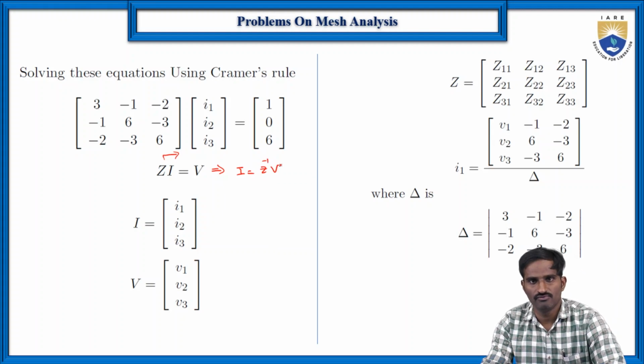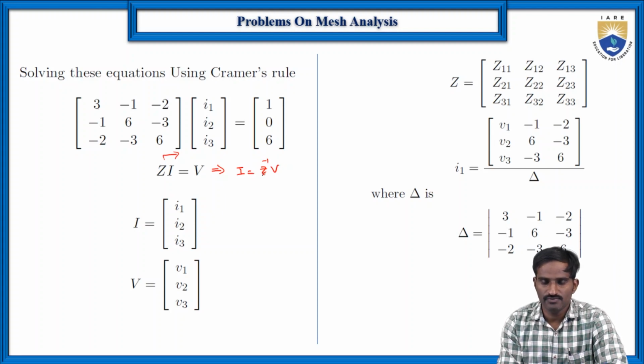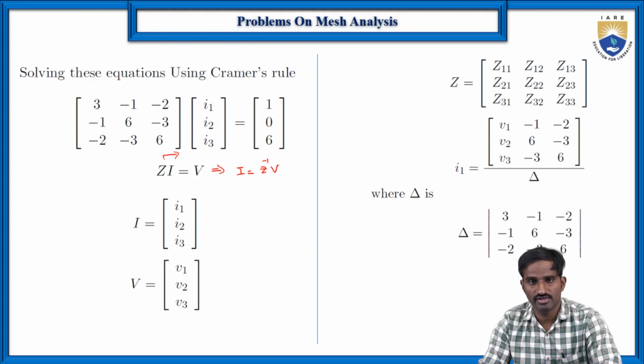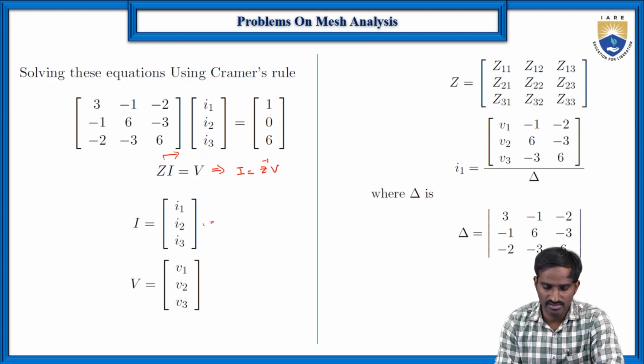Z inverse into V. So if you just find the Z inverse and multiply it with V, then you will get the I value. That is one method. And another method is to just apply Cramer's rule. By applying Cramer's rule also, we can find the values of I1, I2 and I3. So here, this is the I matrix, this is the V matrix and this is the Z matrix, right?